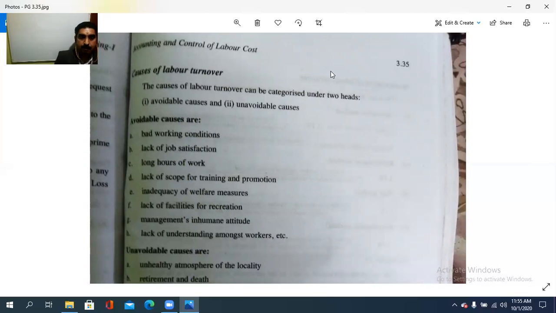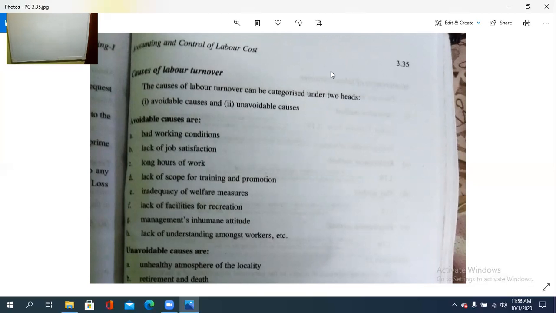Avoidable causes are bad working condition, lack of job satisfaction, long hours of work, lack of scope for training and promotion, inadequacy of welfare measures, lack of facilities for recreation, management's inhuman attitude, and lack of understanding among the workers. So, some of the causes may be avoidable.